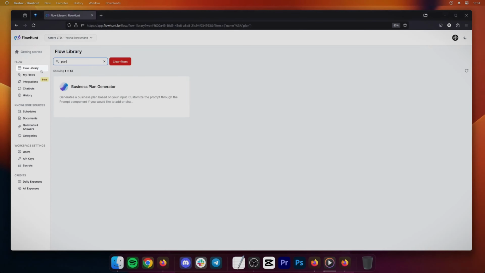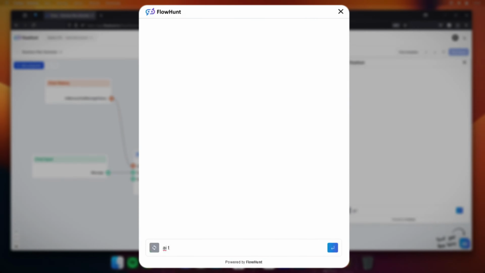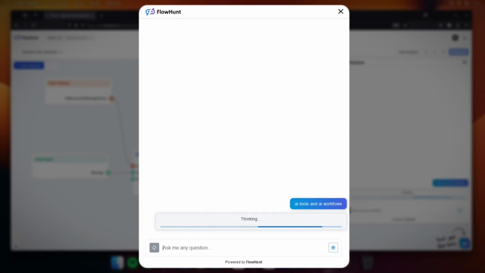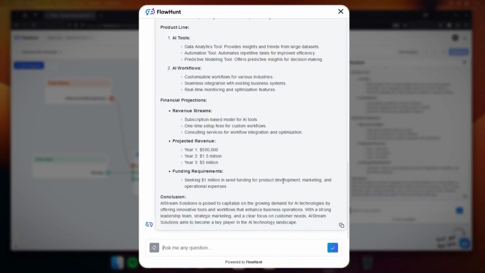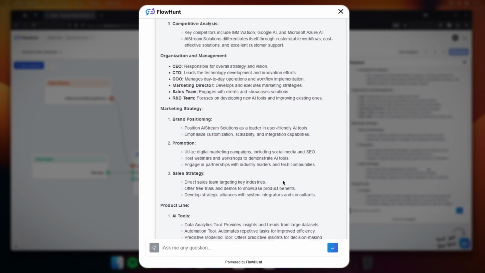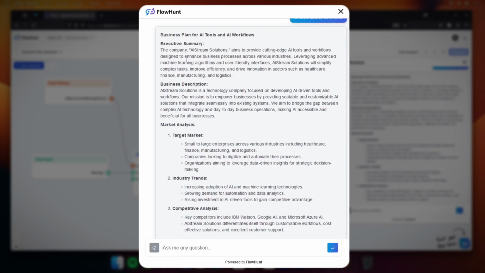You can find it in the Flow library under the Business Plan Generator option. This flow lets you generate a comprehensive business plan tailored to your input. Customize sections like the executive summary, market analysis, marketing strategy, and financial projections. It's ideal for entrepreneurs, startups, or anyone looking to formalize their business ideas and strategies.